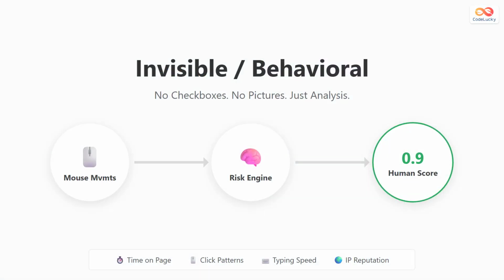The newest generation of bot detection is often invisible. Instead of asking you to solve a puzzle, the system analyzes your behavior in the background. It looks at how you move your mouse, how fast you type, and your navigation patterns. A real human moves a mouse in imperfect, curved lines with varying speeds. A bot tends to move instantly in straight lines. If the system calculates a high, human score, you never even see a checkbox.